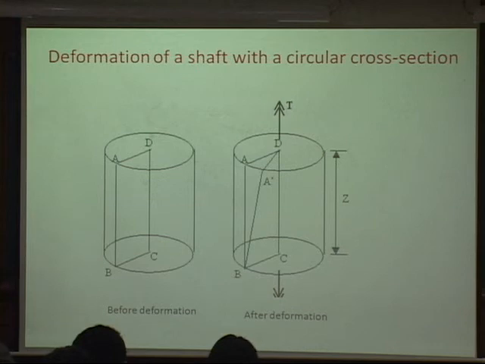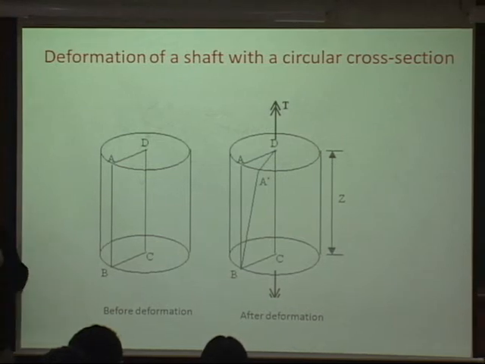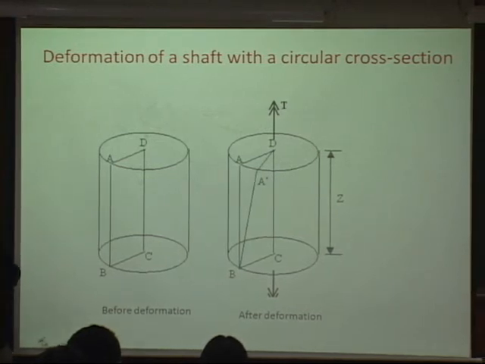And the most important observation is that this is before deformation, and after deformation, this point will move here, and this line is straight. That's the key idea here. Okay, why is it straight? Why does it have to be straight? In other words, it cannot have a deformation like that, or like that.